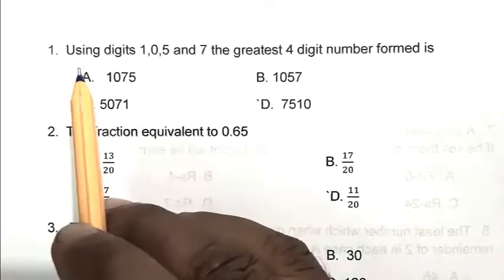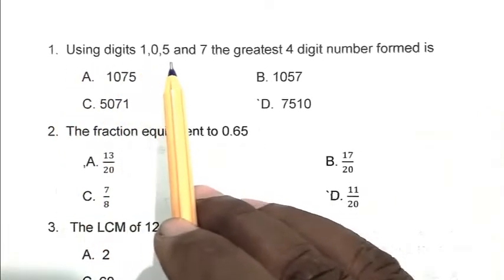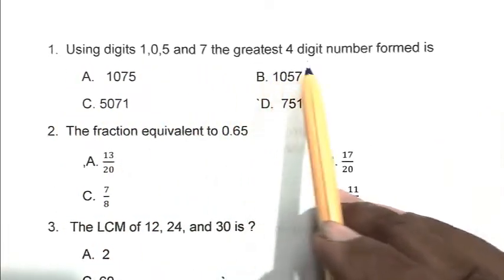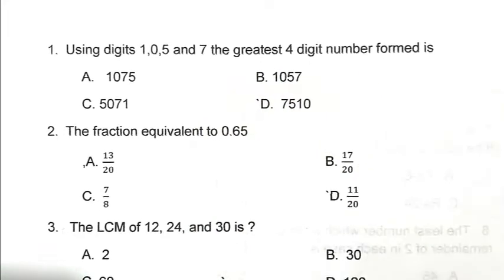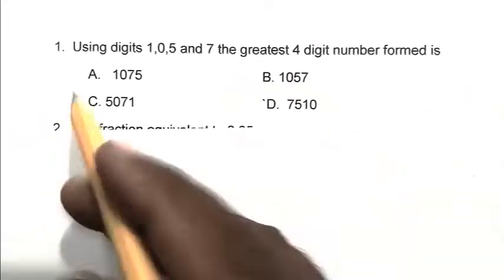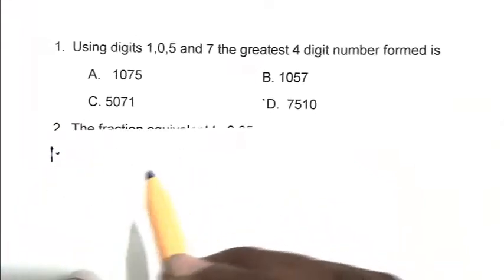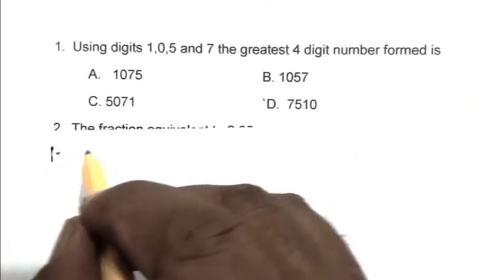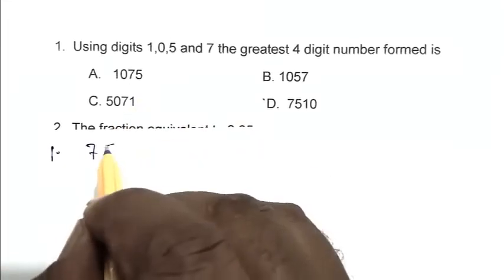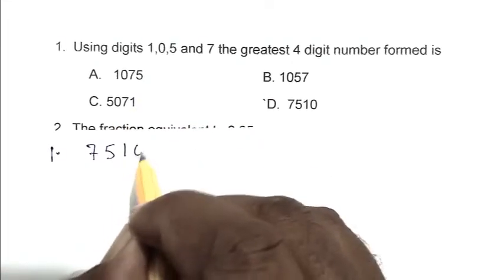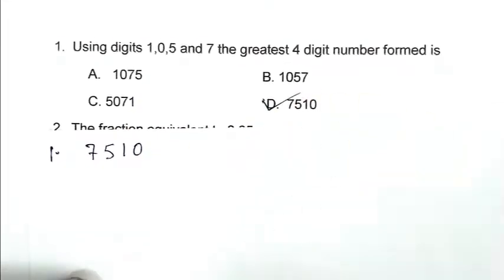Question number 1. Using digits 1, 0, 5 and 7, the greatest 4 digit number formed is. So for the greatest 4 digit number, we have to write the greatest digit first. So 7 first, after that 5, after that 1, 0. So D is the right answer.